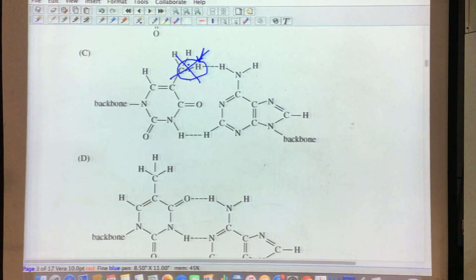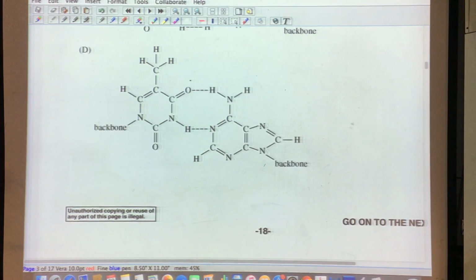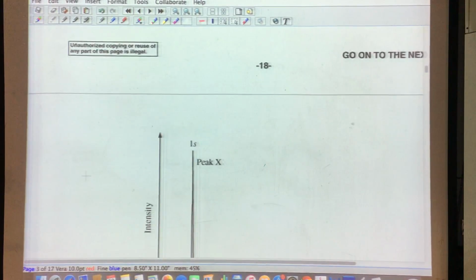So by process of elimination, D is the answer. And you can see that this N, which has a little bit positive because of that proton dangling, is hooked up to an N. And this H is also bonded to the N. So this is the H bonding that's correct. So D is the answer. All right, easy question in my opinion.